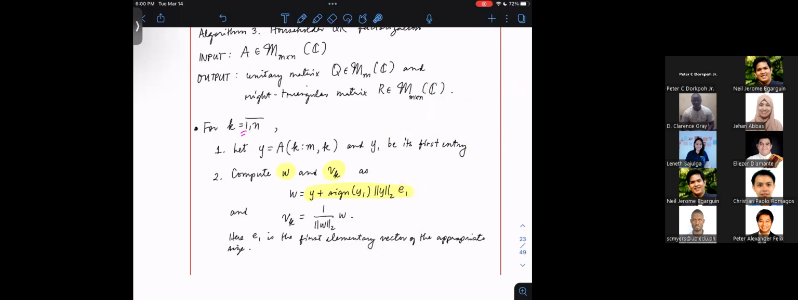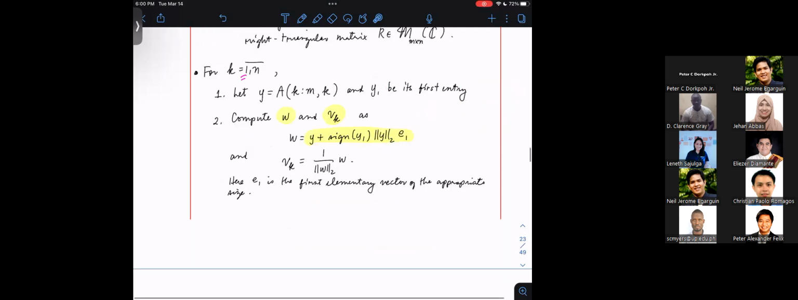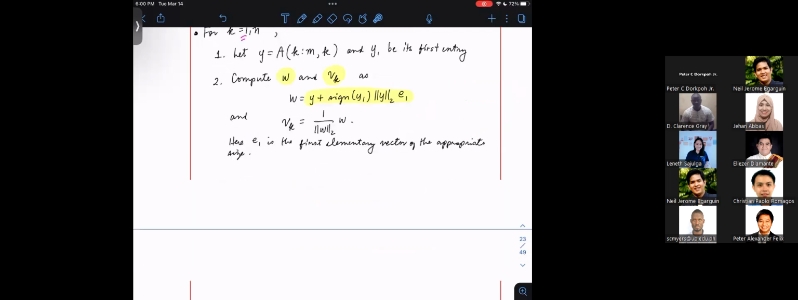E sub 1 is the first elementary vector of the appropriate size. Okay, so when I say E sub 1, this will just be the vector of the same dimension and direction as y, but it has 1 on the first entry and 0 elsewhere, right? Okay.